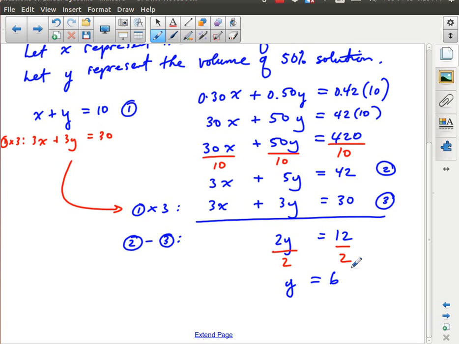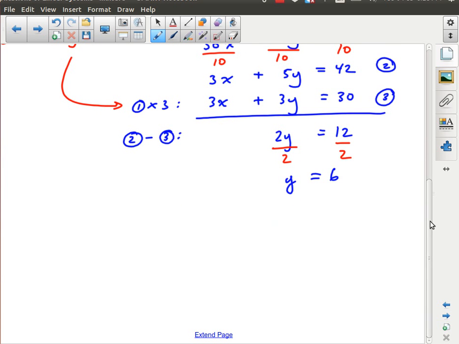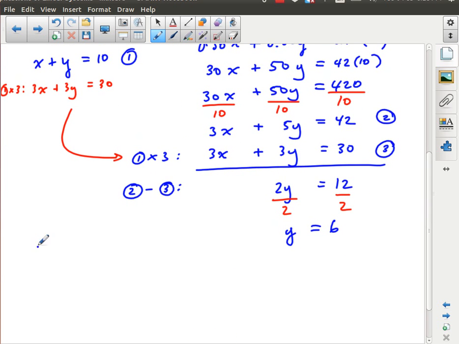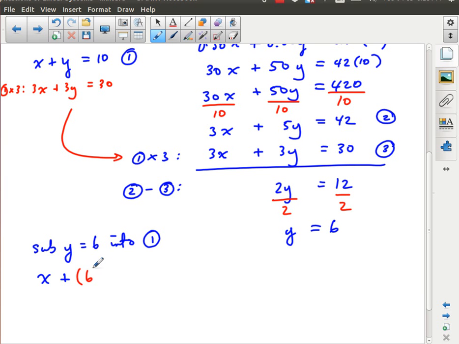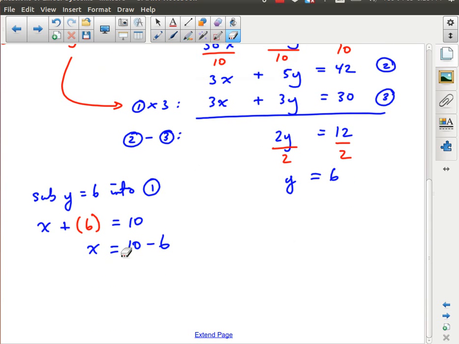Now I'm going to sub that into equation 2, equation 3, or equation 1. Equation 1 is awfully tempting for that. Let's make sure we keep it on the screen. So now I sub y equals 6 into equation number 1. And so that becomes x plus, and instead of y, I'm going to put 6, equals 10. So x is equal to 10 minus 6. x is equal to 4.